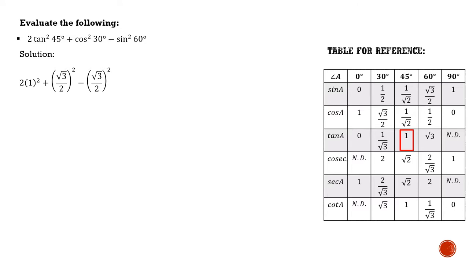First of all, tan square 45. Let's have a look in the table. It will be having the value equal to 1. So I kept here the value of tan square 45 equal to 1. Tan 45 equal to 1.